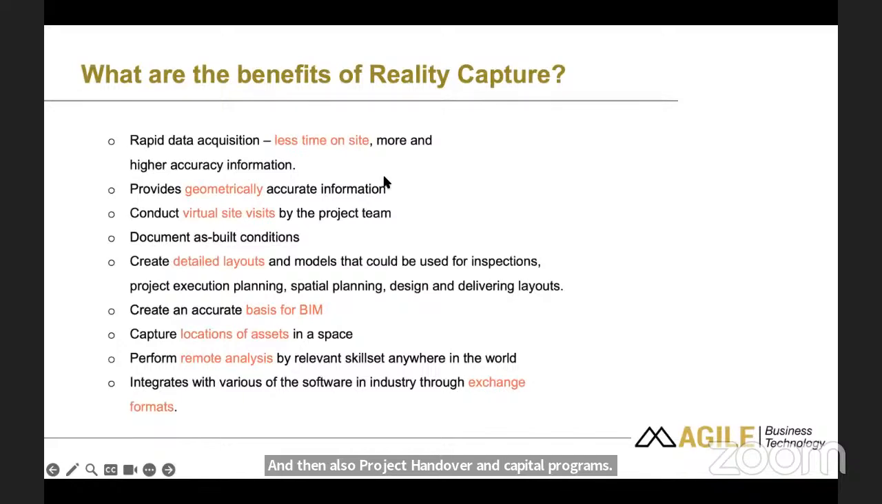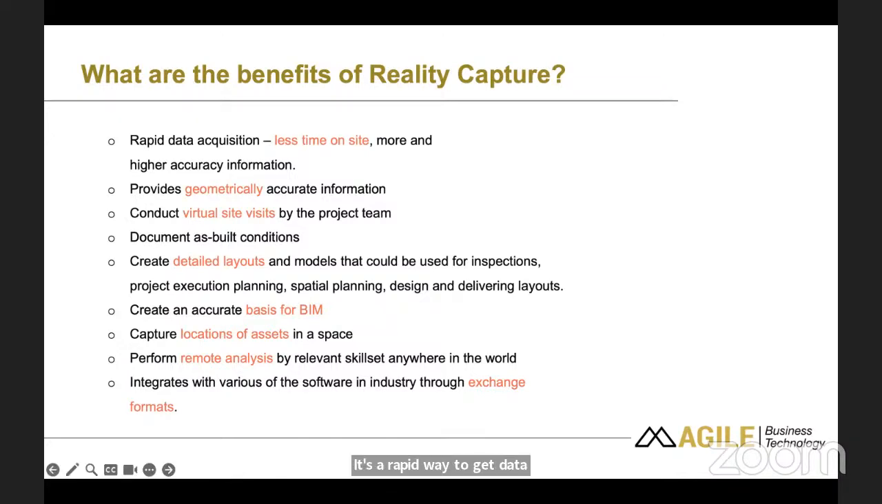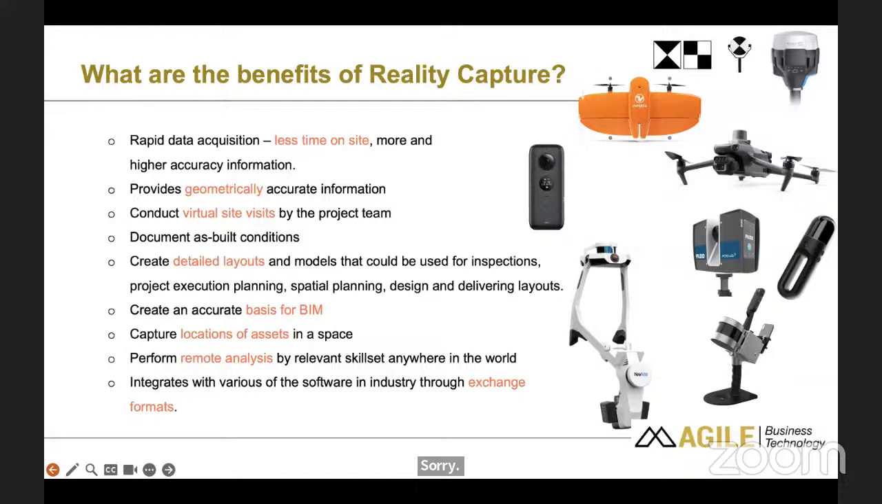So in summary, what are the benefits of reality capture? It's a rapid way to get data acquisition. As I said, sorry, I just want to go back to the previous slide. So we can do rapid data acquisition. Not everybody needs to be on site. We can share that information with other people. It provides very geometrically accurate information. We can have virtual site visits by project teams.